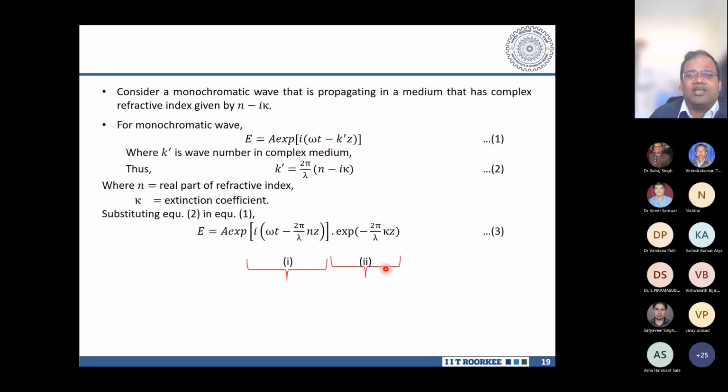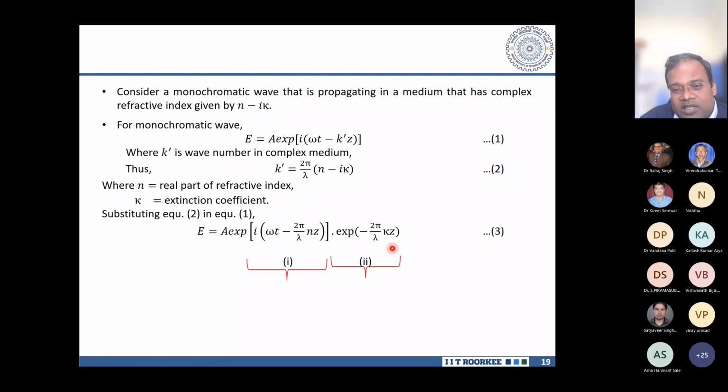Now assume that there is a monochromatic wave propagating in the medium, and the medium is now complex. When I say the medium is complex, it means it has a complex refractive index given by n minus i kappa, and E equals A exponential i(omega t minus k prime z), where k prime is the wave number in the complex medium. If you substitute, you can find that k prime can be written as 2 pi upon lambda times (n minus i kappa), where kappa is the extinction coefficient or the imaginary part of the refractive index. Now you can substitute here and get this value. Now pay attention to this exponential, minus 2 pi upon lambda kappa z.